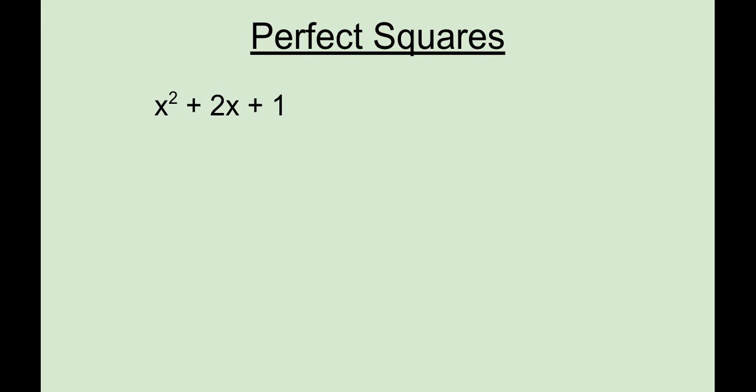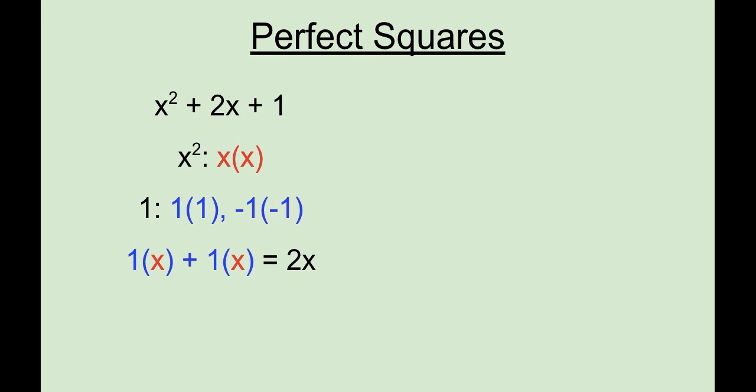So I'm going to factor x squared plus 2x plus 1. If I factor that, I need the factors of the first: x squared is x times x. I need the factors of the constant, which is 1, so it's 1 times 1 and negative 1 times negative 1. And I've got to find the combination that adds up to 2x. Well, that's simply 1 times x plus 1 times x. So to factor this, it'll be x plus 1 times x plus 1. So this actually is a perfect square. It's x plus 1 squared.